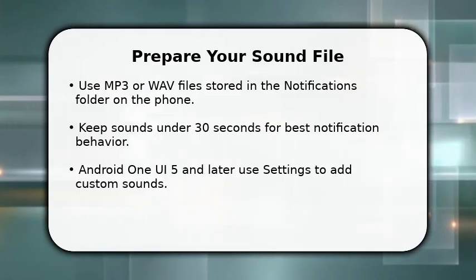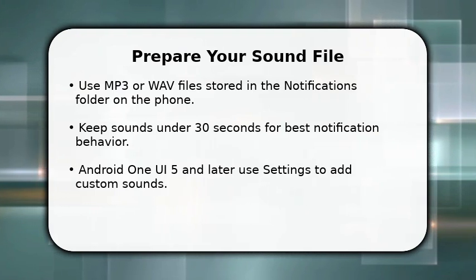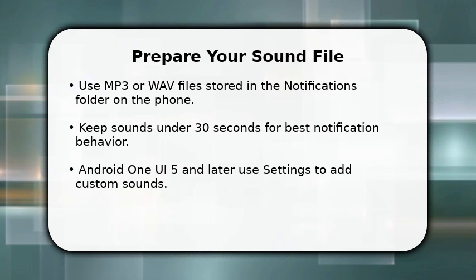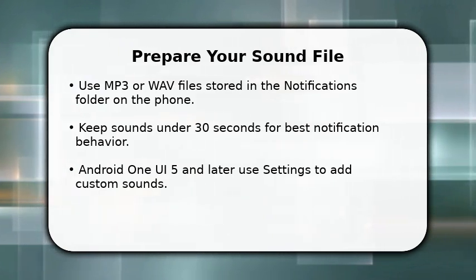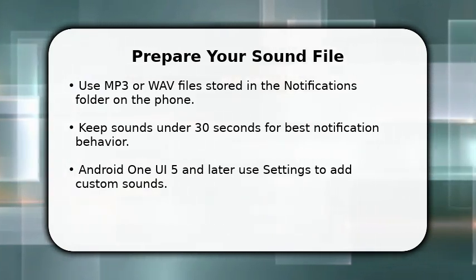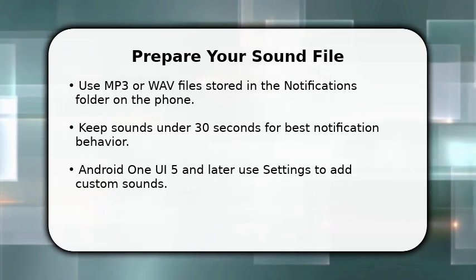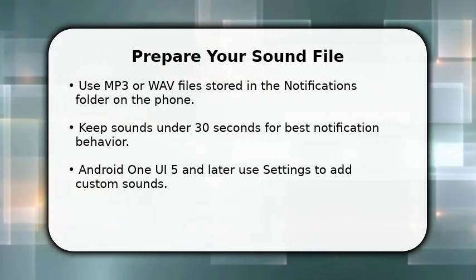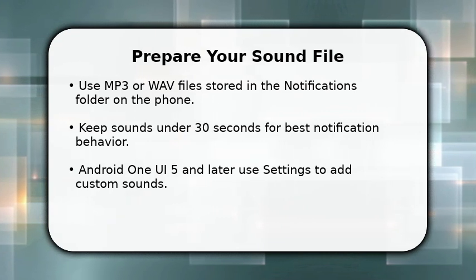First, gather your sound file in MP3 or WAV format and ready it for transfer. Keep the clip under 30 seconds to avoid abrupt truncation by the system. Connect your phone via USB or use a cloud app to move the file into the notifications folder. If you cannot find that folder, create it at internal storage root.